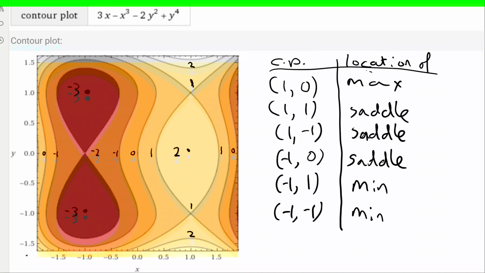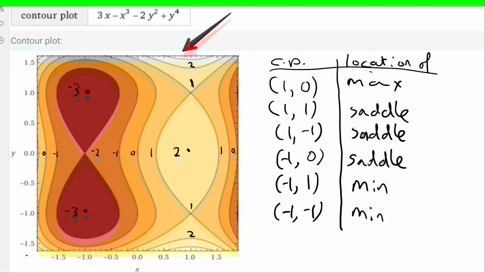What I've got on the screen here is a contour plot for the function that we worked with in the last video, 3x minus x cubed minus 2y squared plus y to the fourth. I generated this using Wolfram Alpha. Just so you know, on Wolfram Alpha, all you do is literally type the words contour plot 4 and then the formula for your function, and Wolfram Alpha will generate something like this picture.